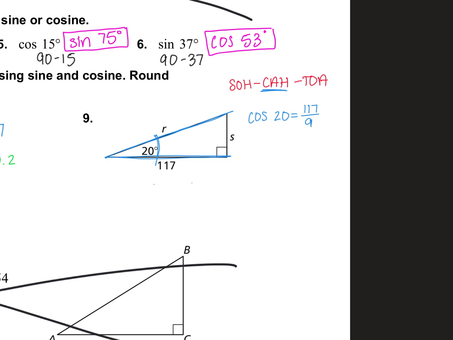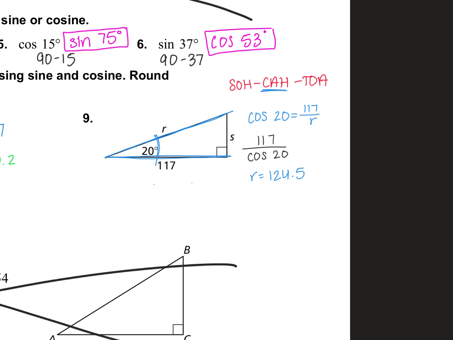And plugging this one into the calculator, I'm going to have 117 divided by cosine 20. So if you have that and you plugged it in correctly, oh my goodness, it's not A, it's R. So let me go ahead and fix that over R. R is going to equal 124.5.